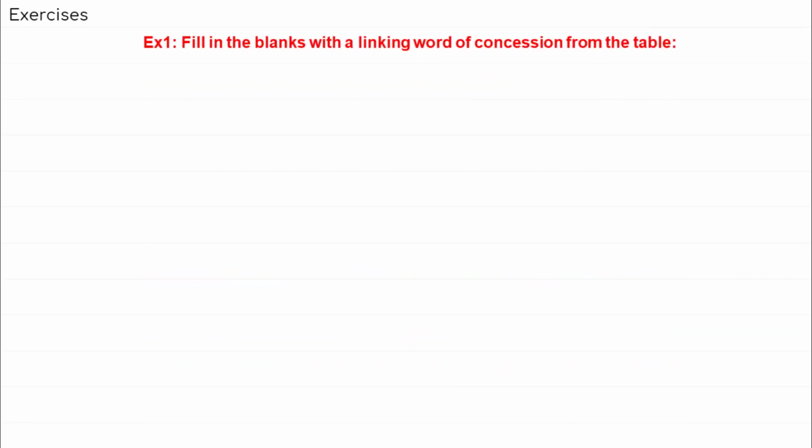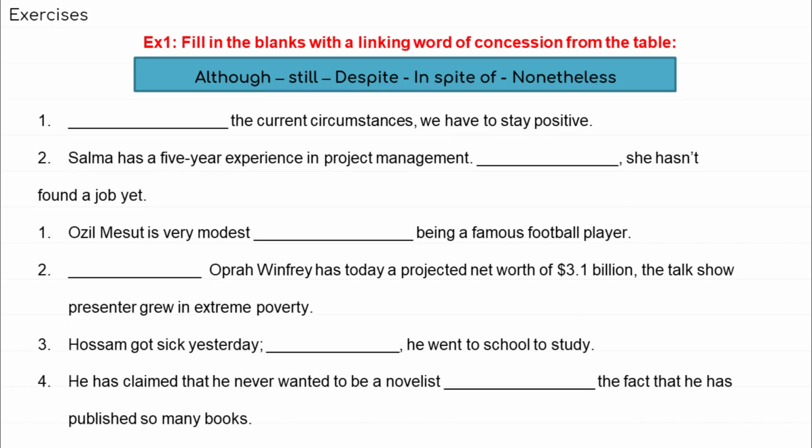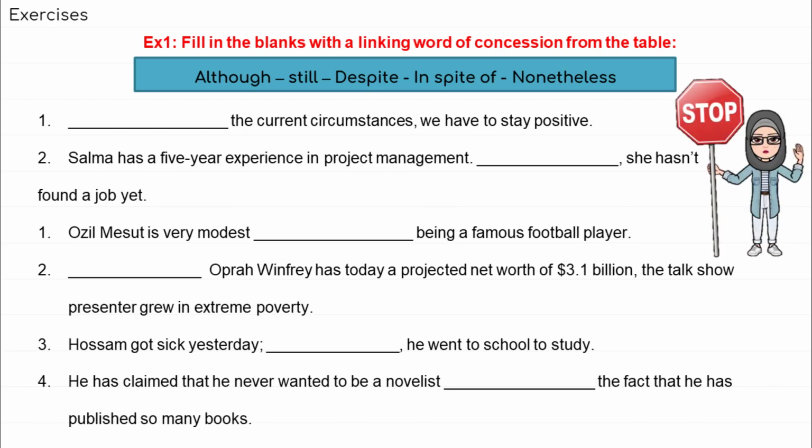Now it's time to do some exercises. Exercise number 1. Fill in the blanks with a linking word of concession from the table: although, still, despite, in spite of, nonetheless. Please stop the video and do the exercises.